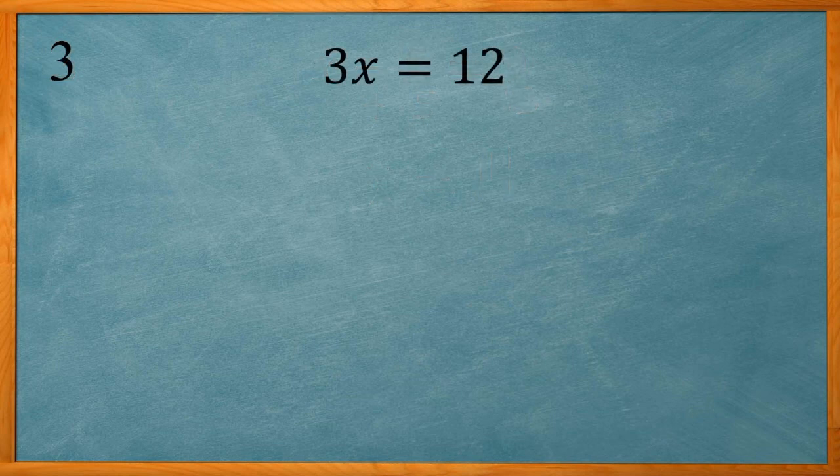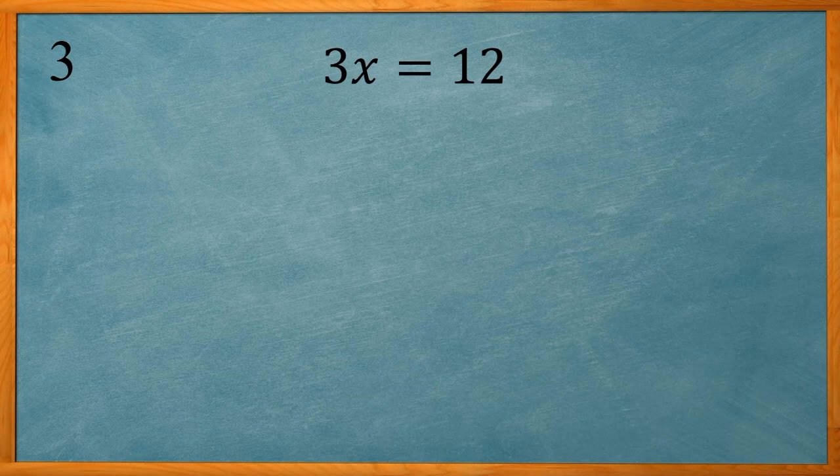All right, this is another one-step equation, but now involving multiplication. We have 3x equals 12, so 3 times something equals 12, and you can tell that's going to be 4. 3 times 4 is equal to 12. But let me show you how to do it algebraically.